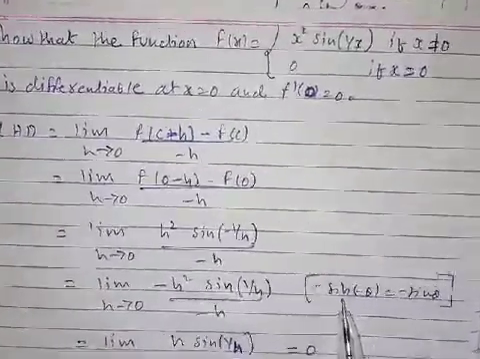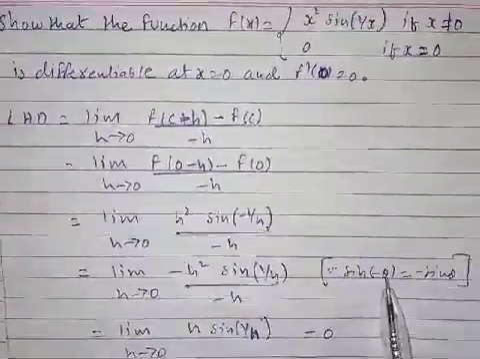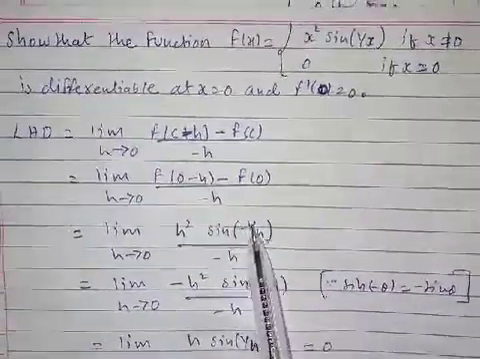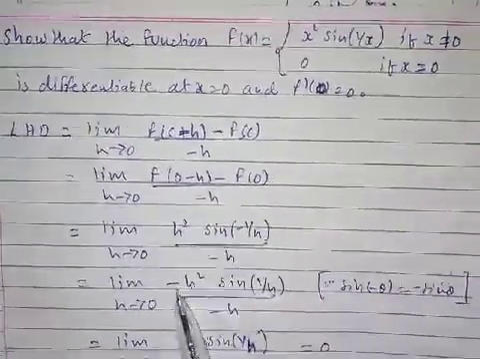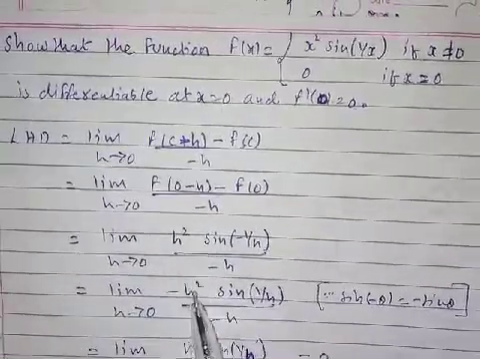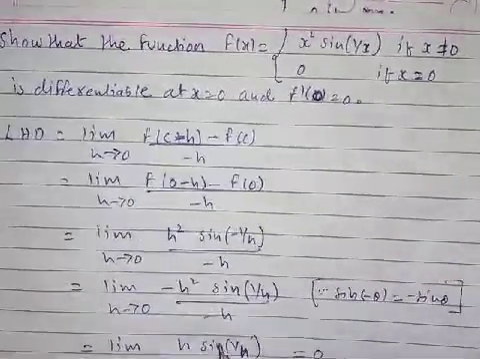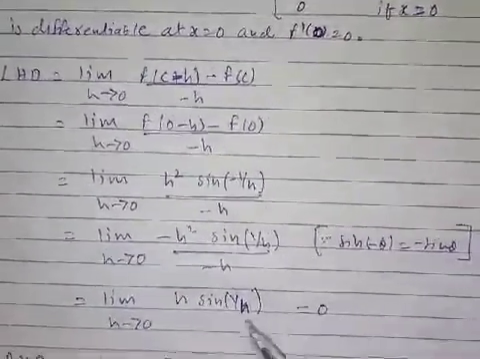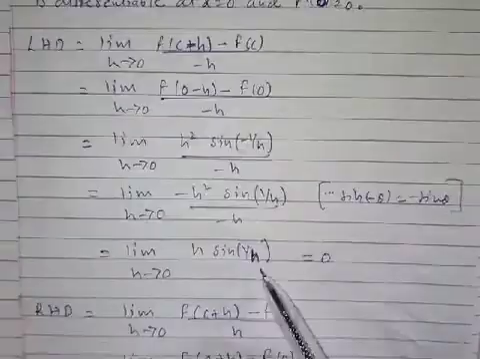What is the sine theta? Sine minus theta is minus sine theta. So sine minus 1 upon h can be written as minus sine 1 upon h. And this is h square. So h square and h square cancel. Minus and minus will also cancel out. Is it? So you will get h sine 1 upon h.